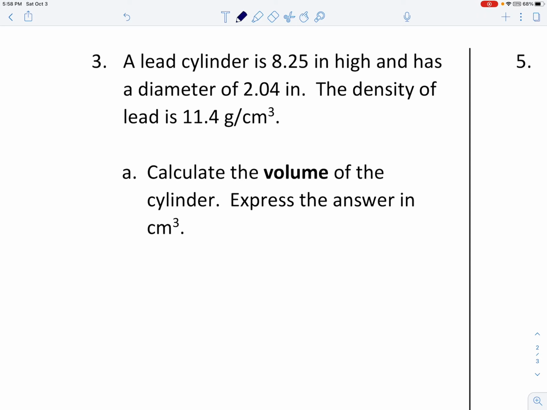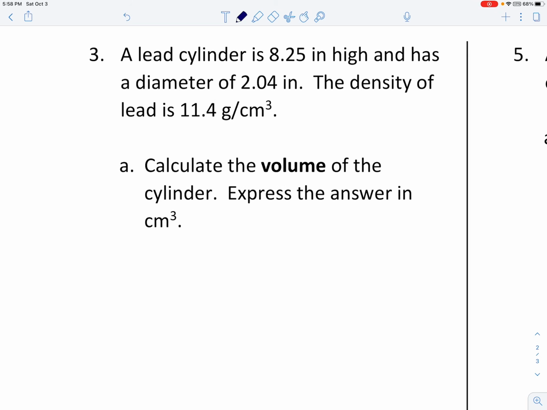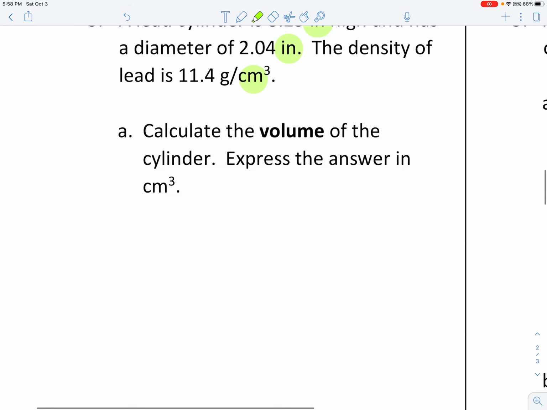A few more questions. Number 3, if you think you know what you're doing, you can pause the video and try it yourself. We have a cylinder made of lead, 8.25 inches, that's what the IN means, inches tall, and a diameter of 2.04 inches. As soon as I see inches, I know I'm going to have to do some unit conversions probably. The density is given as 11.4 grams per cubic centimeter. Notice the volume there is per cubic centimeter, while we had inches in the 2 dimensions.